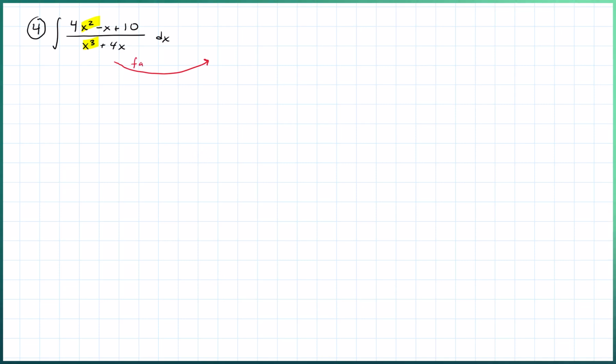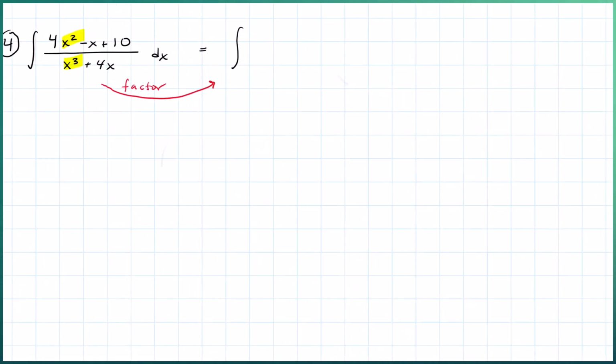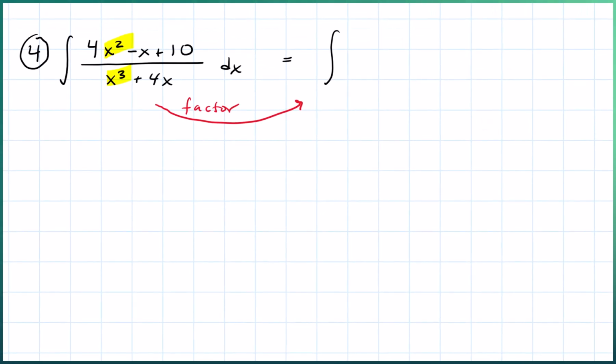Next thing we're going to do is factor the denominator completely. I'm going to zoom in a little, I'm pretty zoomed out there. The denominator, I'm going to rewrite the top: 4x squared minus x plus 10. We're not doing anything on the top. In the bottom, I notice I've got a common factor of x, so let's pull that out first and see if there's anything more to do.